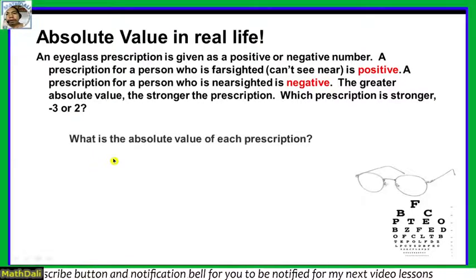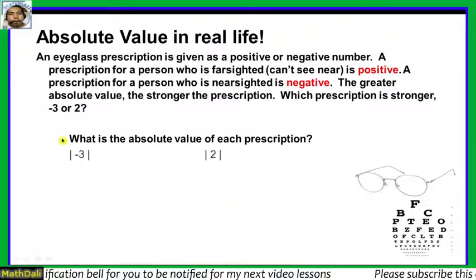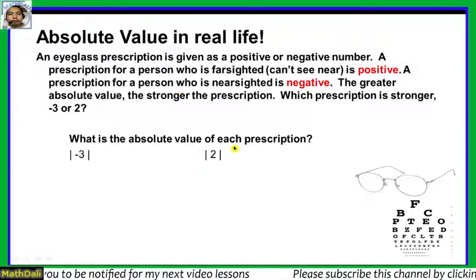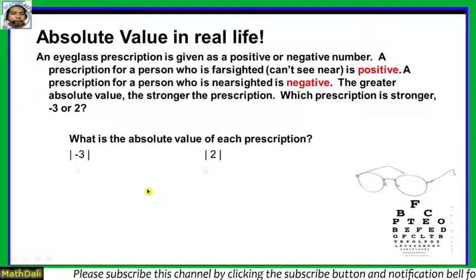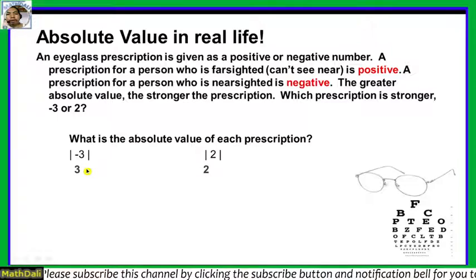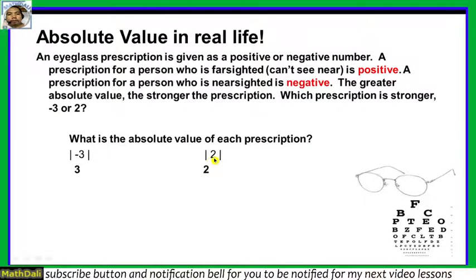So yan. What is the absolute value of its prescription? Kukunin muna natin yung absolute value ng negative 3. Ito yung sa nearsighted. Then, kukunin din natin yung absolute value ng positive 2. Ito naman para sa farsighted. Okay, so absolute value of negative 3, that is positive 3. So, yung distance ng negative 3 from 0 is 3 units. Then, absolute value of positive 2 is 2. That means the distance of this positive 2 from 0 in our number line is 2 units.